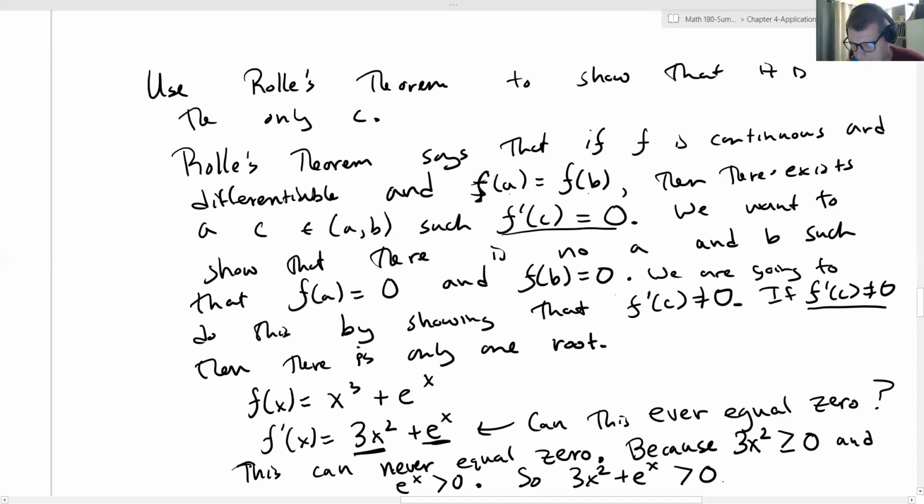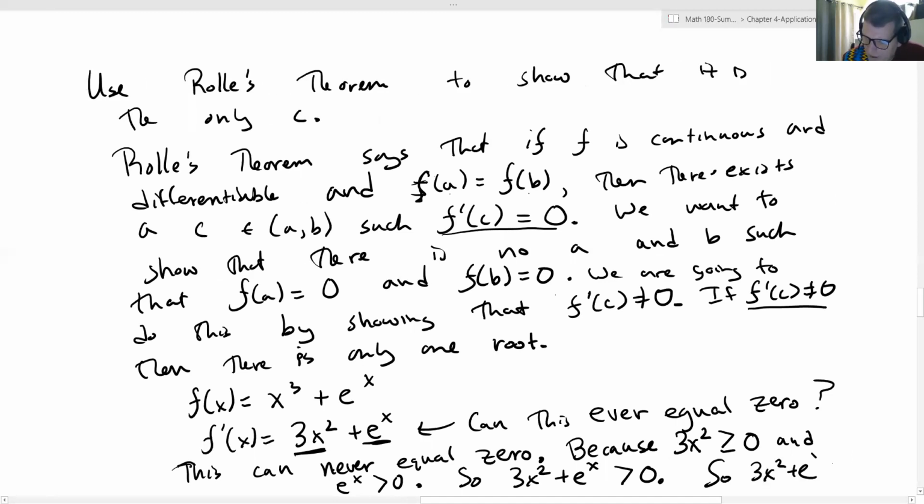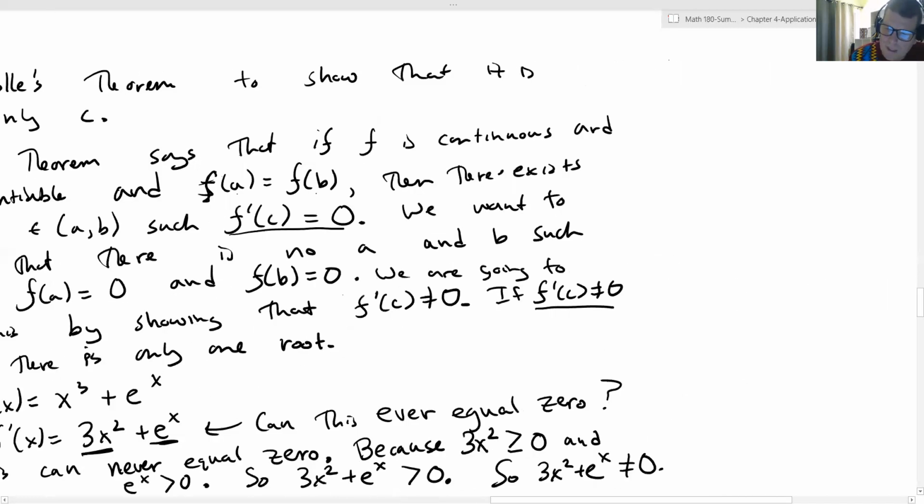Think about that for a second. Deep, deep thought. Not so deep, actually. You're probably like, that's totally obvious, right? So 3x squared plus e to the x will never equal 0. So there is only one root. And we should say only one unique root to x cubed plus e to the x equal to 0.